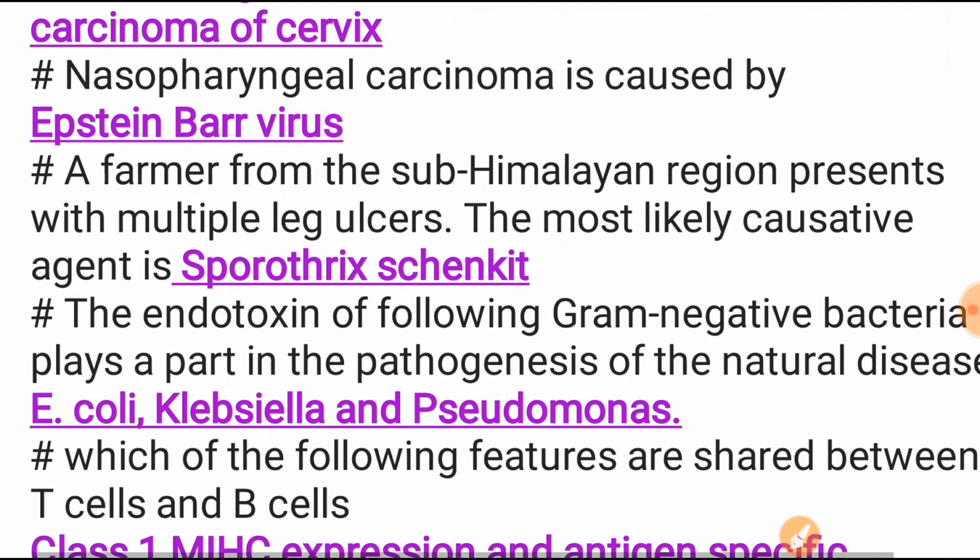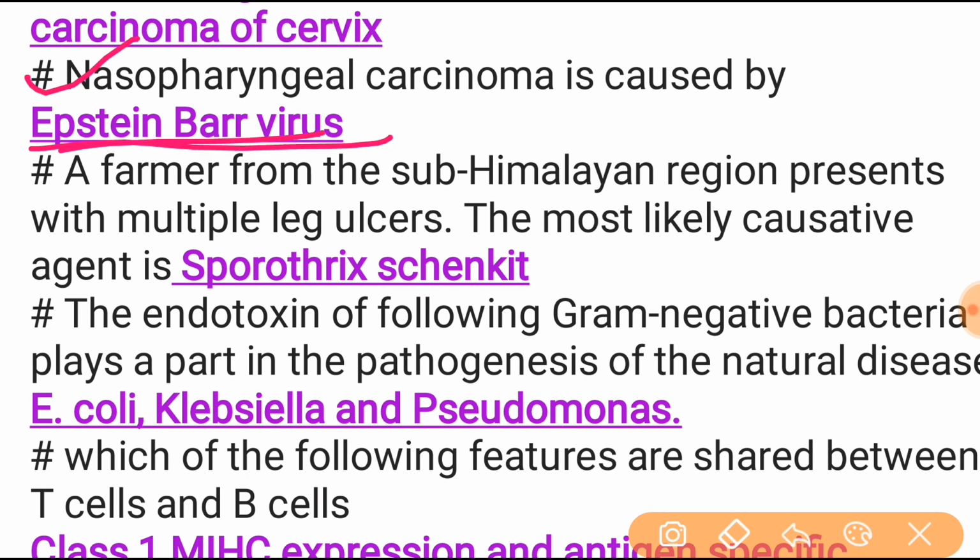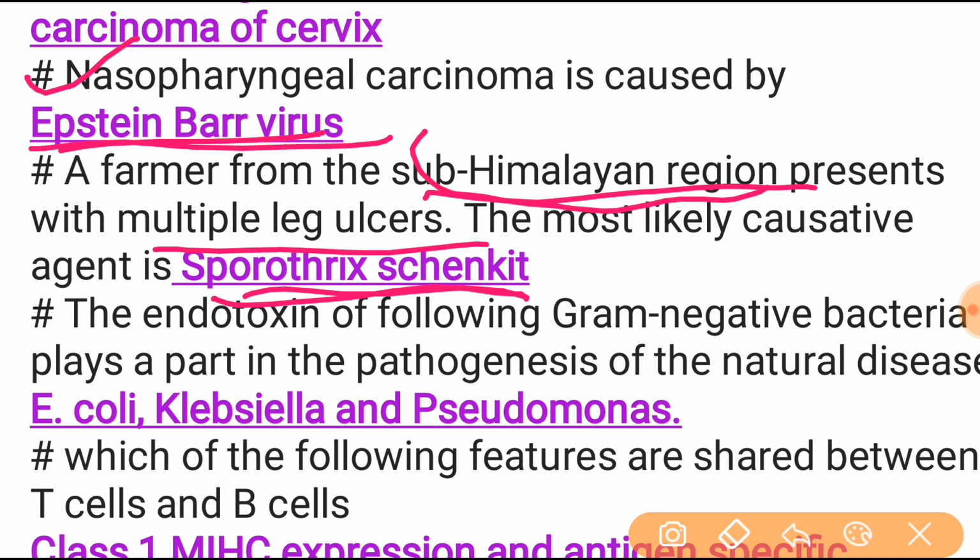Nasopharyngeal carcinoma is caused by, this is an asked question, the Epstein-Barr virus. A farmer from a sub-Himalayan region presents with multiple leg ulcers, the most likely causing agent is Sporothrix schenckii. This is an important question and term, that means sub-Himalayan region. Sporothrix schenckii is a fungal infection. The endotoxin of the following gram-negative bacteria plays a part in the pathogenesis of the disease: E. coli, Klebsiella, and Pseudomonas. They are gram-negative bacteria.